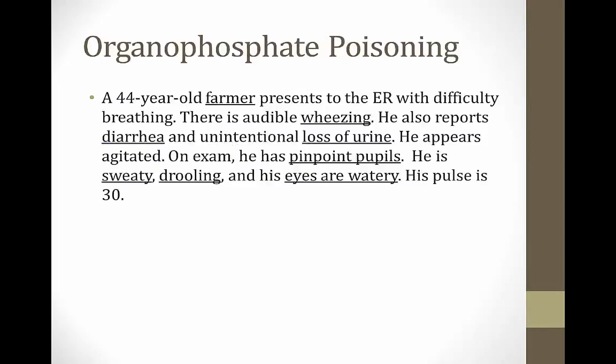So now let's talk about organophosphate poisoning and consider the following clinical scenario. A 44-year-old farmer presents to the emergency room with difficulty breathing. There is audible wheezing. He also reports diarrhea and unintentional loss of urine. He appears agitated. On exam, he has pinpoint pupils. He is sweaty, drooling, and his eyes are watery. His pulse is 30. So this is a classic clinical scenario for organophosphate poisoning, and I've underlined some of the key symptoms, and we'll talk about those in the next few slides.